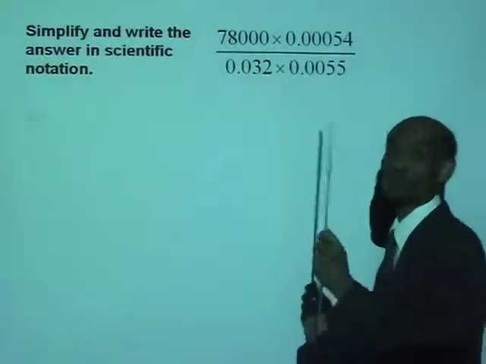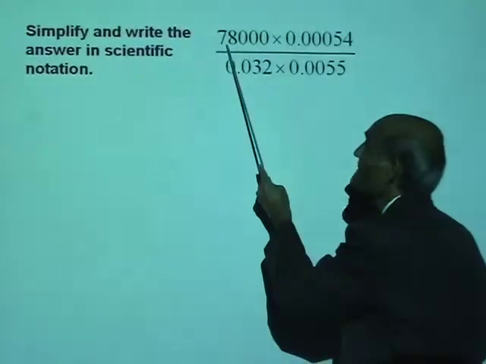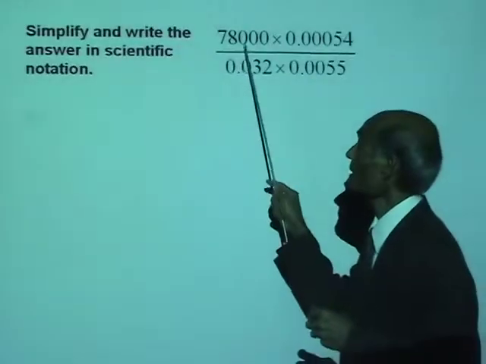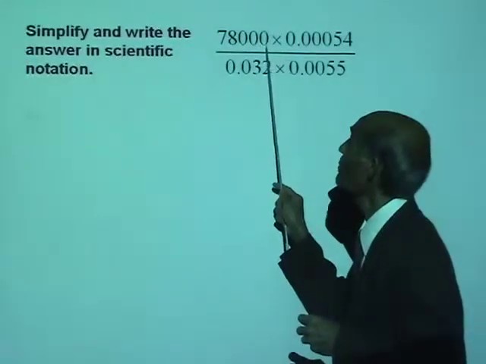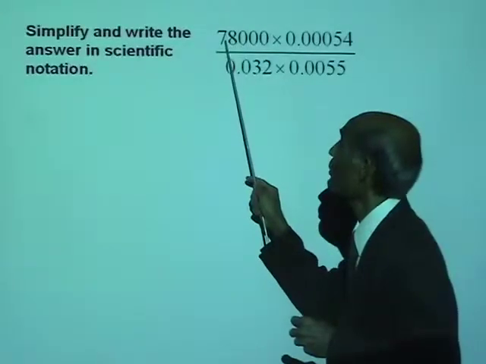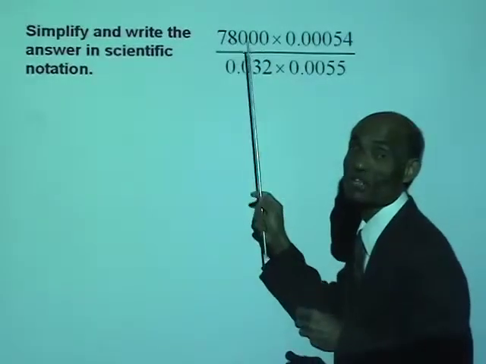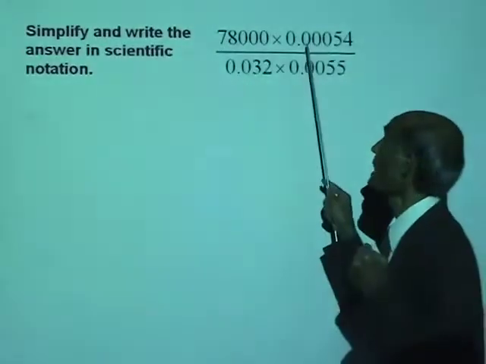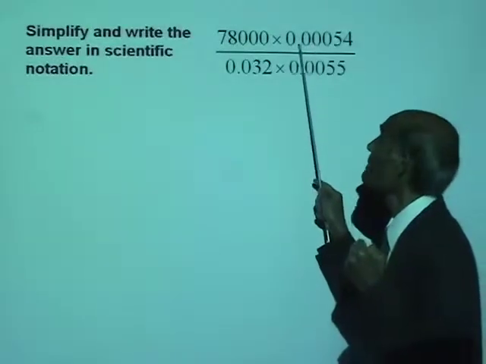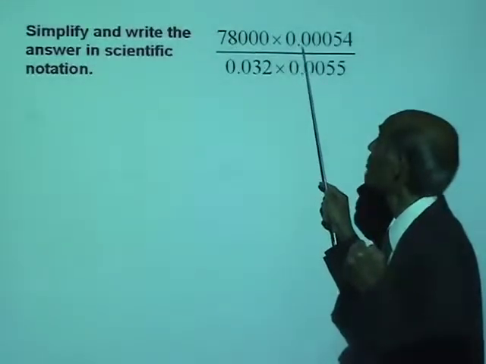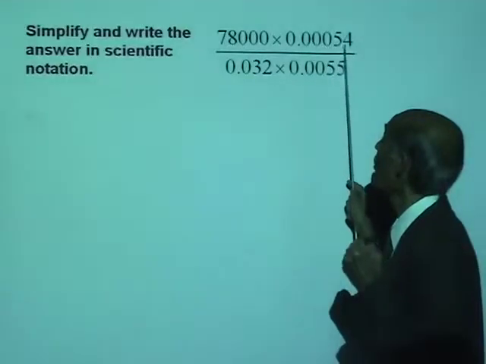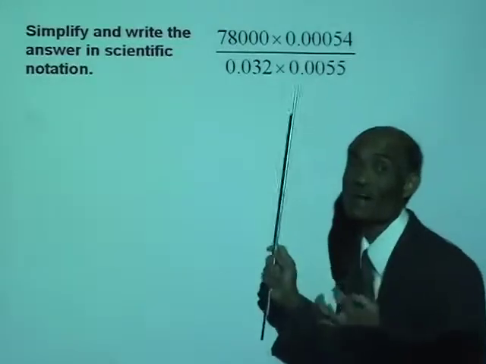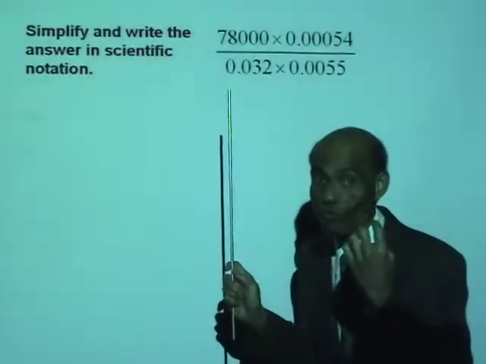So, first of all, let's do it in mind. How do you write 78,000 in scientific form? You move the decimal 1, 2, 3, 4 so that the decimal sits there. It is 7.8 times 10 to the 4. Alright, this, to make it a scientific number, you need to move the decimal to the right 4 times. It will be 5.4 times 10 to the negative 4.